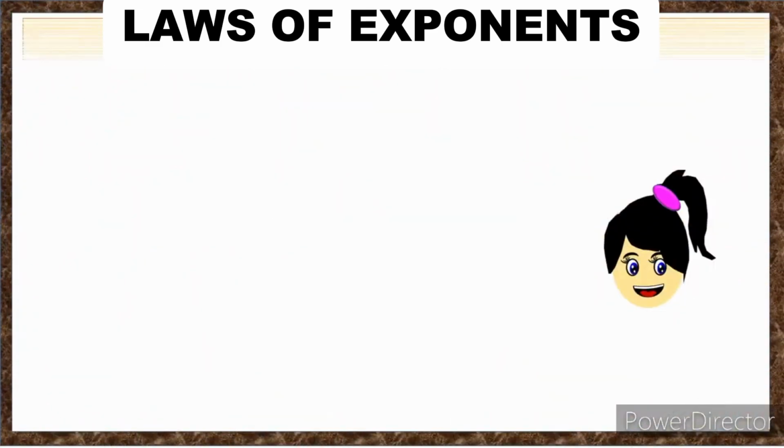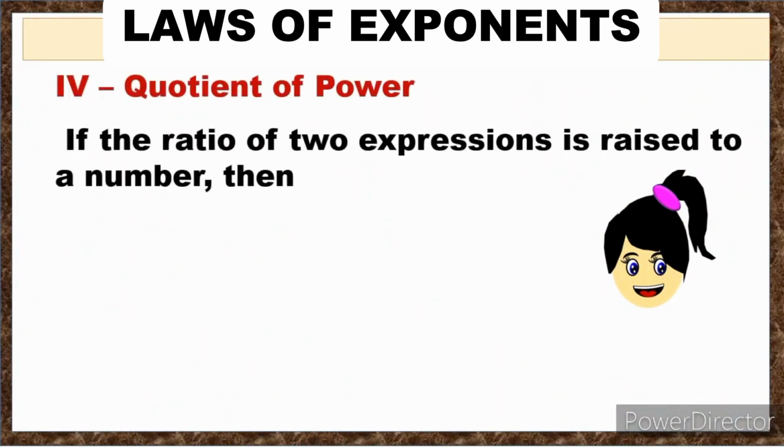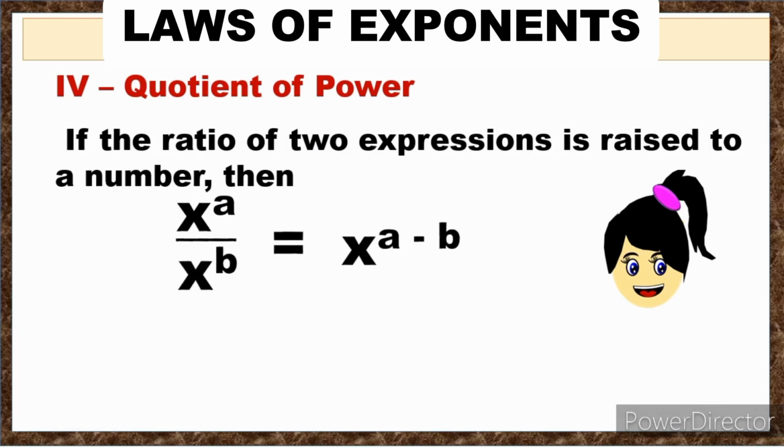Okay, so next let's have the fourth law, quotient of power. If the ratio of two expressions, x raised to a over x raised to b, it is equal to x raised to a minus b. Okay, we subtract their exponent.